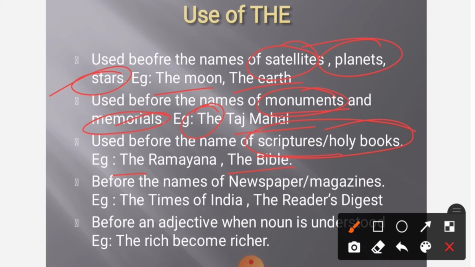It is also used before the names of newspapers and magazines. For example, the Times of India. The Times of India is the name of a newspaper. The Reader's Digest. The Reader's Digest is the name of a magazine.